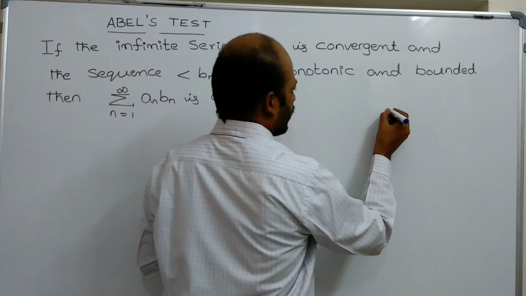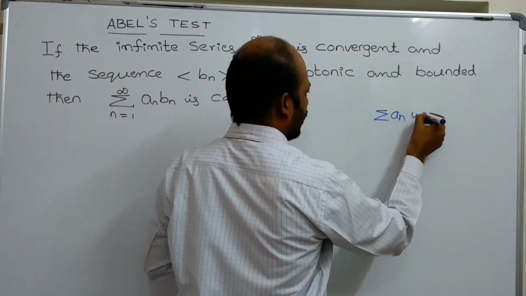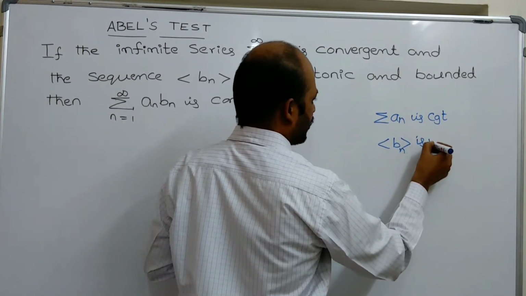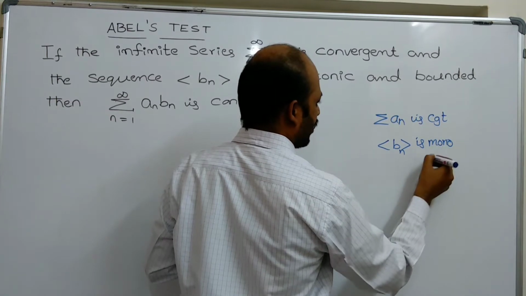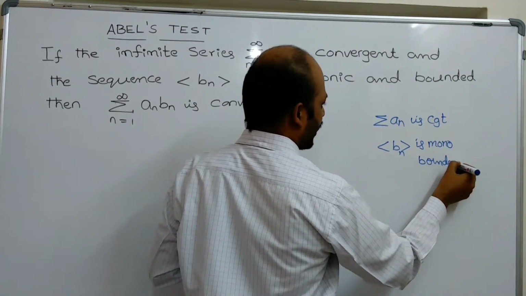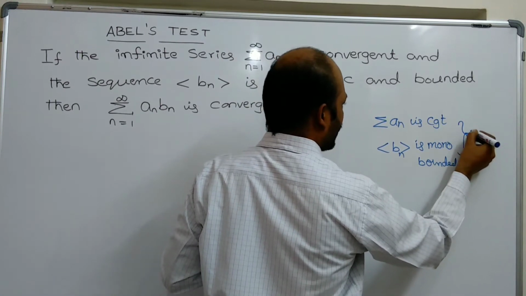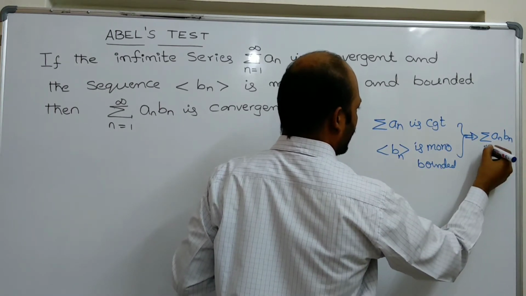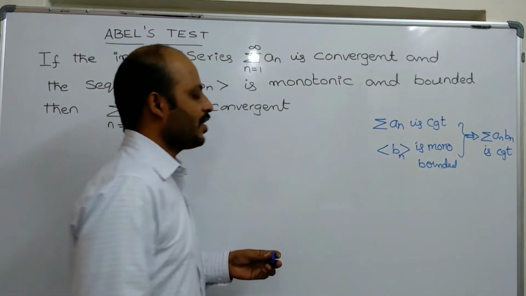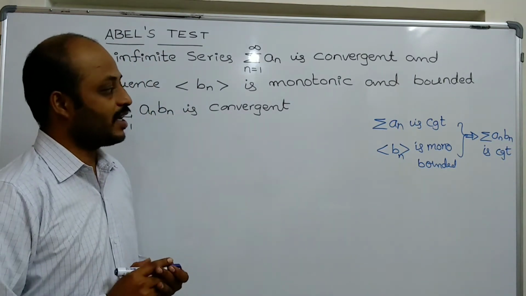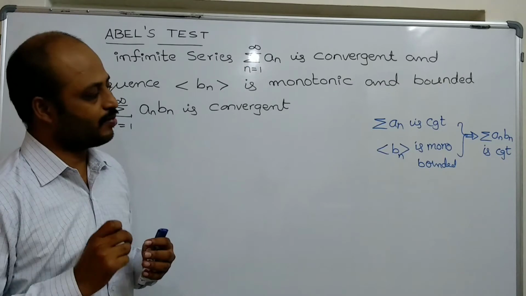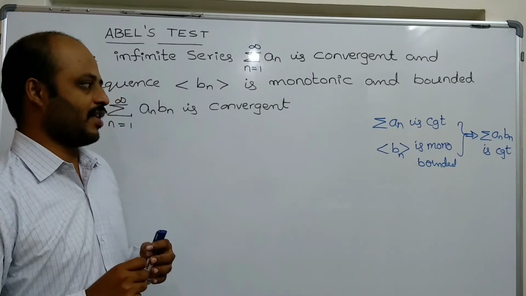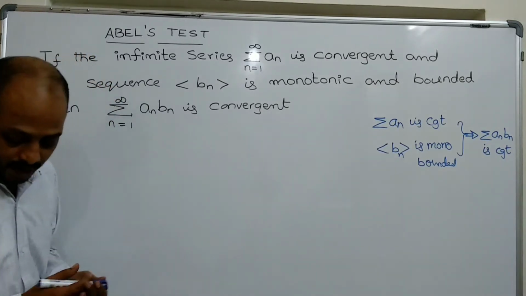You observe that summation an is convergent and the sequence bn is monotonic and bounded. Then these two conditions imply that summation an bn, their product, is convergent. Summation an is a convergent series and bn is a monotonic and bounded sequence. Then summation an bn is a convergent series. Yes, let us solve some problems.